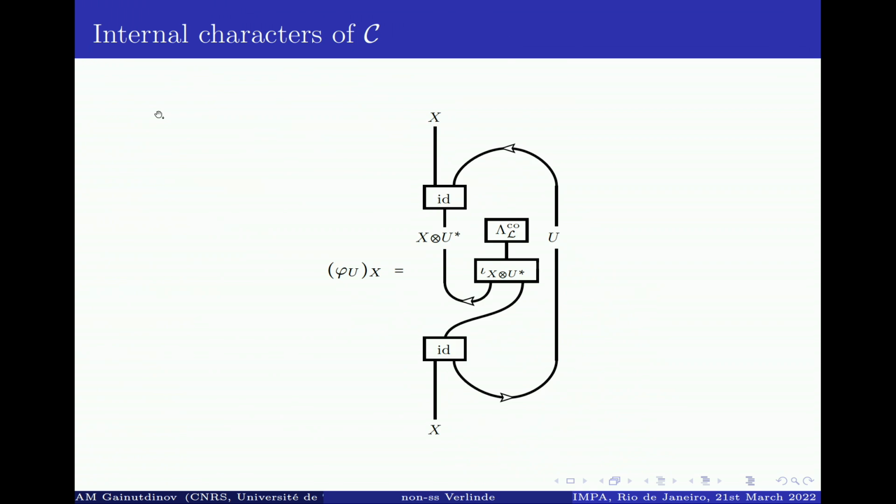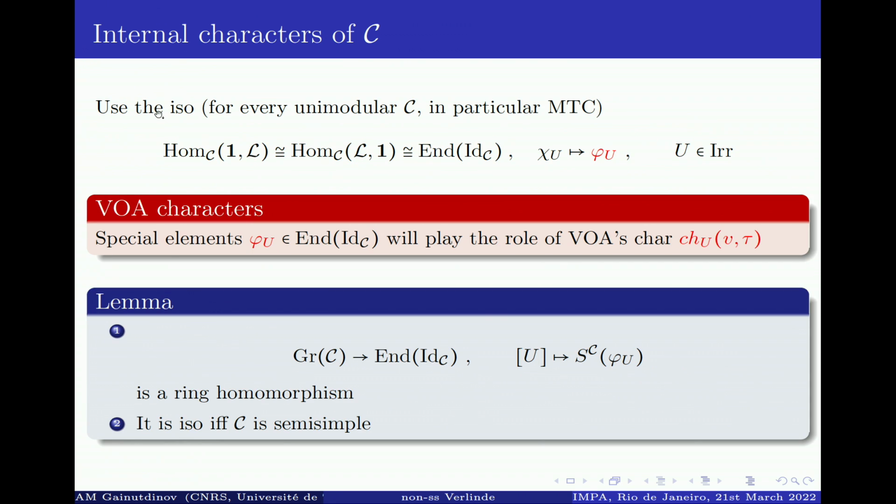Okay, so these are these elements. And another important property is that, as I said, these open Hopf links give an isomorphism of algebras. That's an important statement: the map from the Grothendieck ring to endomorphisms of the identity functor, via the S transformation of these phi U elements, is a ring homomorphism. And this ring homomorphism is an isomorphism if and only if C is semi-simple. So in our setting, it will be just an embedding.